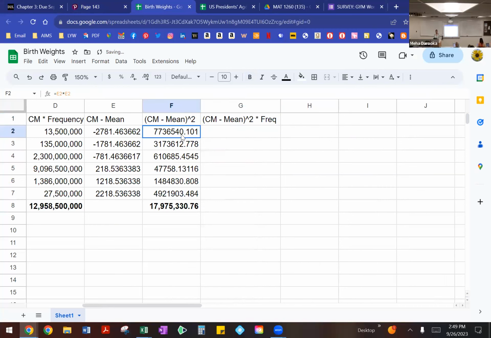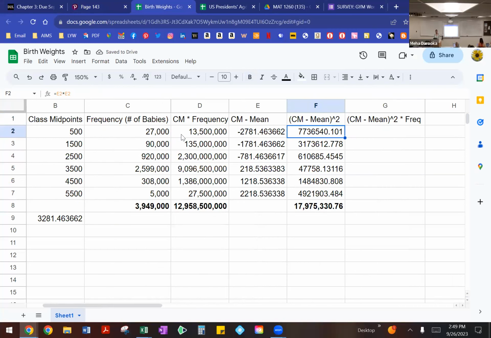So take the newest column that you just calculated. All right, so take my class midpoints minus the mean square column and multiply that with the original frequency column where we had the number of things. So class midpoint minus mean squared column multiplied by the frequency.